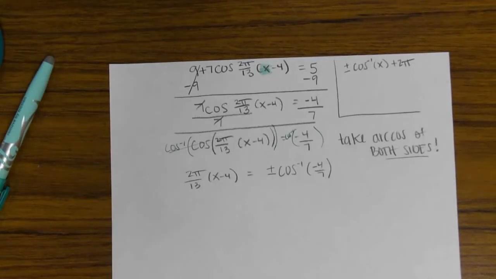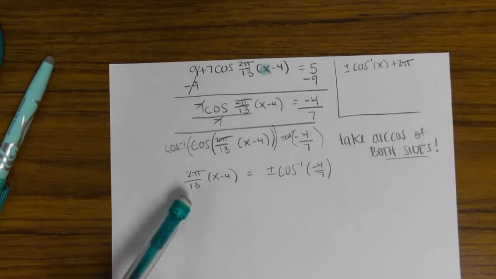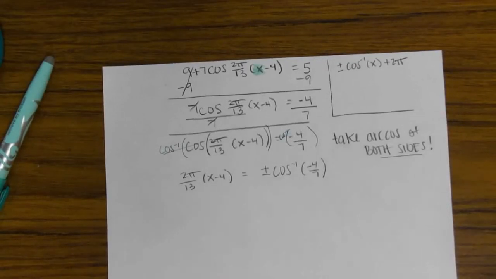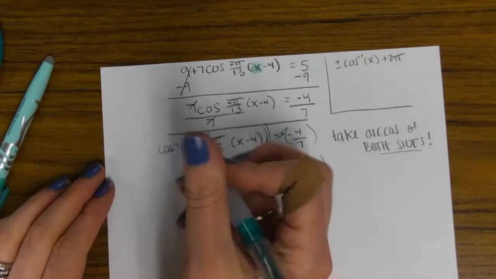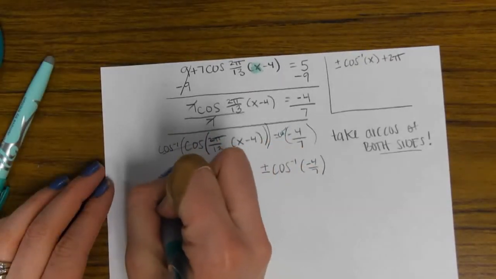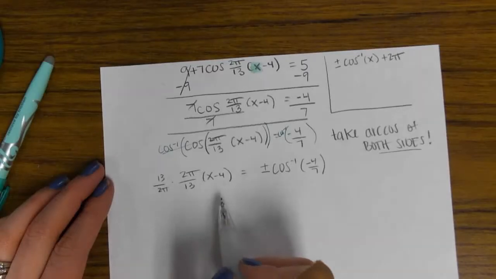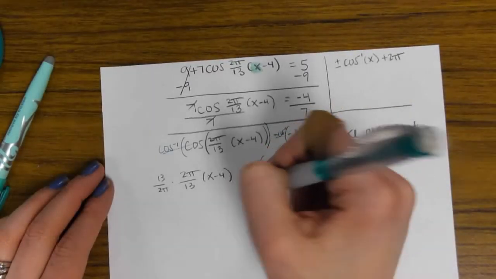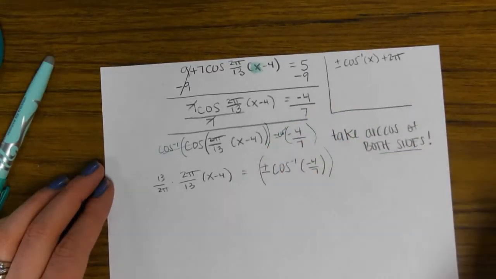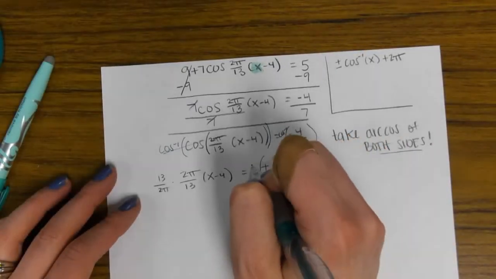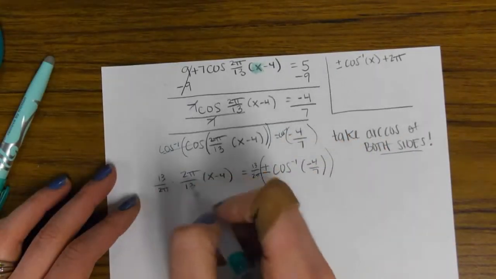Okay? Now we can start getting rid of the rest of this. So we can multiply by 13 over 2 pi, or you can multiply by 13 and divide by 2 pi. When I get rid of this, I would just multiply by the reciprocal. So if I multiply by 13 over 2 pi, that would cancel this out. And we're going to multiply the positive and the negative. This isn't a plus and minus. This is the positive and negative over 13 over 2 pi.